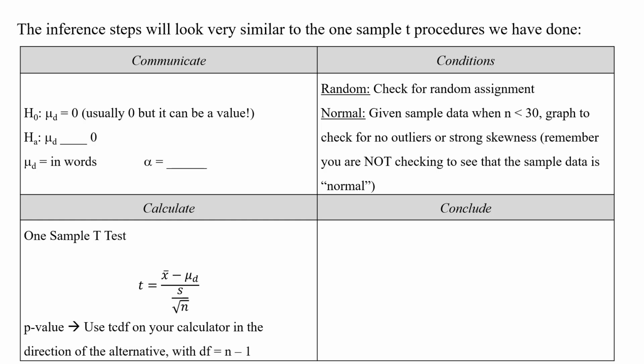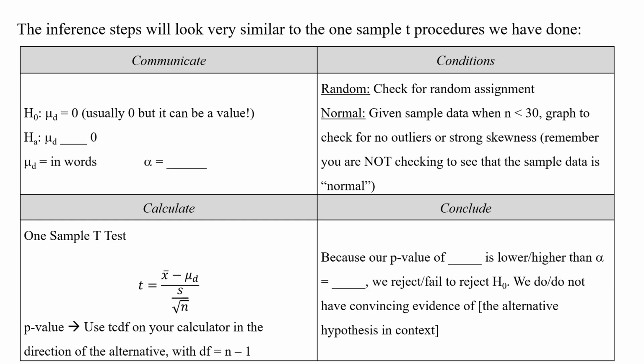For our calculate step, it's the same test statistic, where t equals our sample mean difference minus our hypothesized difference, which again is usually 0, divided by our standard error. And we find our p-value by using our t-CDF. Then our conclude is the same conclusion script as always: because our p-value is lower or higher than alpha, our significance level, we either reject or fail to reject the null. And then we do that in context from there.